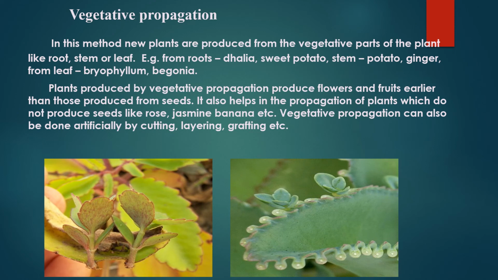Now, we can also have artificial methods of vegetative propagation where we can involve methods of cutting, layering, or grafting, which man introduces vegetative propagation into the plants. We can use this vegetative propagation for growing plant varieties which do not produce seeds, like example rose, jasmine, banana, etc. And we can select the best parent using the cutting, layering, or grafting.